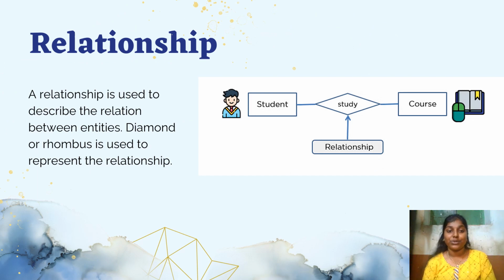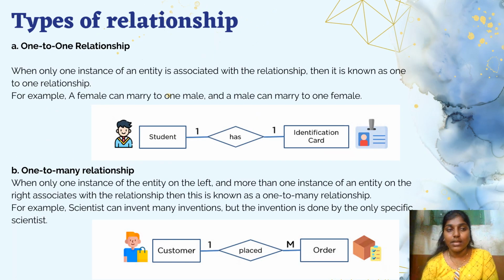And let us learn about relationships. A relationship is used to describe the relation between entities, and it is represented by a diamond or a rhombus. So here student and course are the entities which we have, and studies is the relationship between the two entities. There are mainly four types of relationships: one-to-one, one-to-many, many-to-one, and many-to-many. So let us learn each of them.